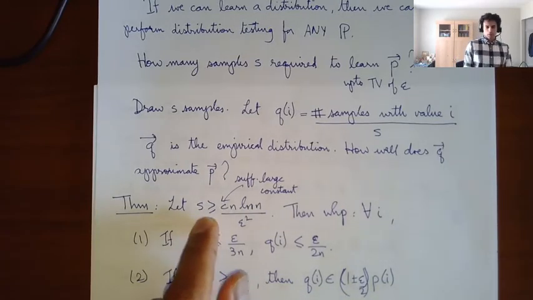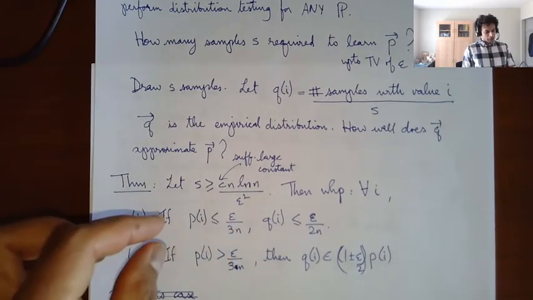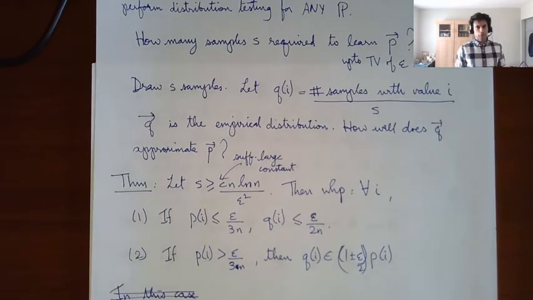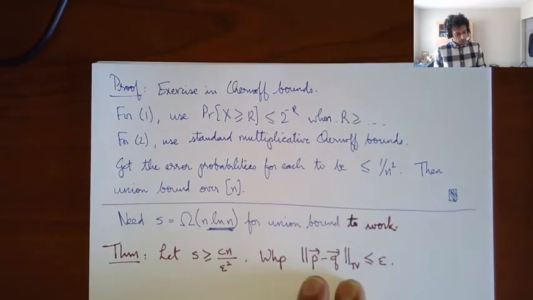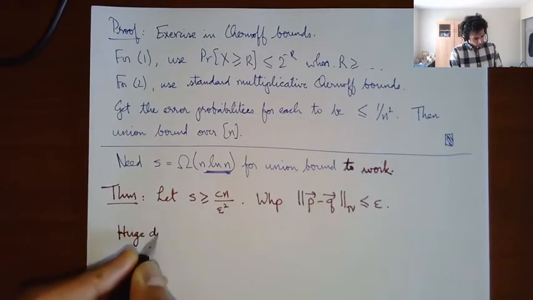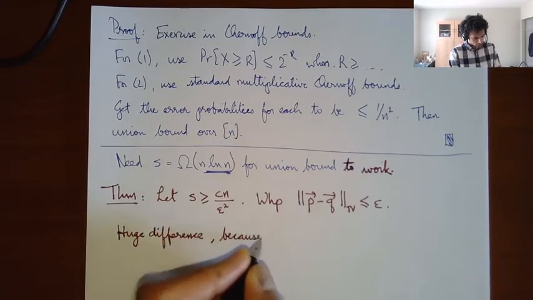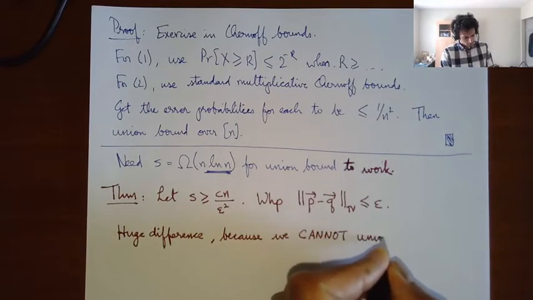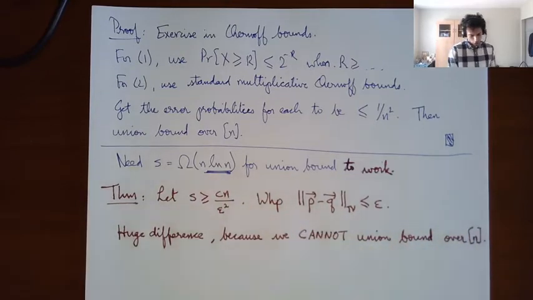So when I say the number of samples is n log n over epsilon squared, then Q effectively nails down the empirical probabilities, every single probability. In this theorem, I only guarantee the total variation. So there's a huge difference, because we cannot union bound over all n.